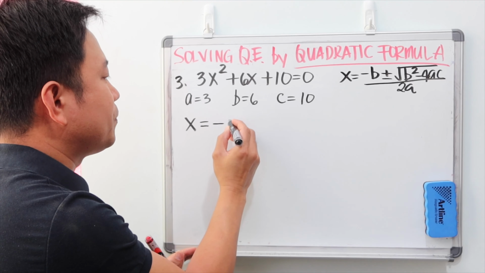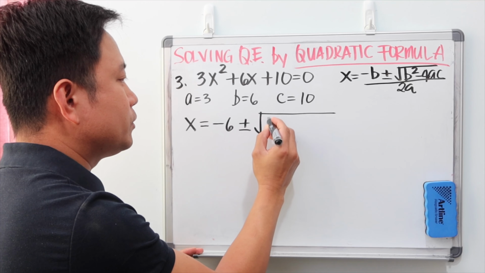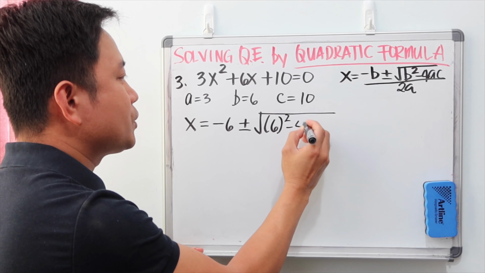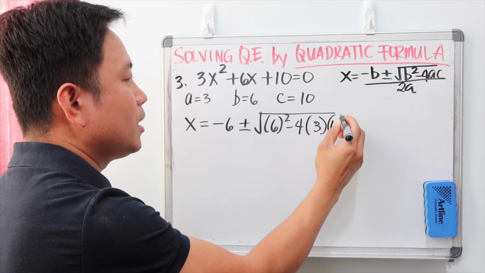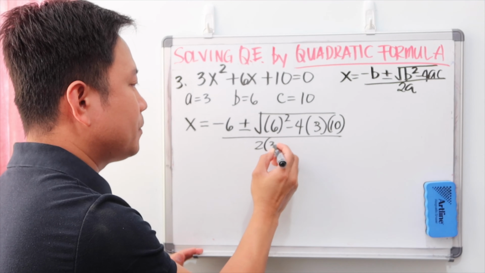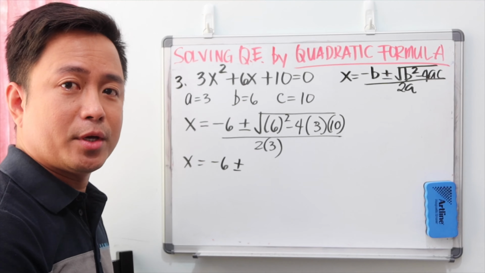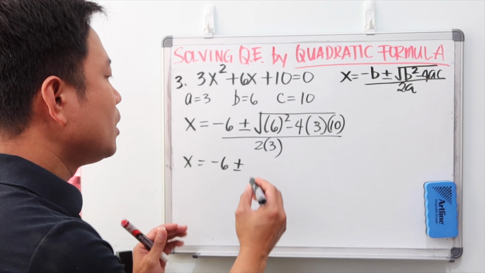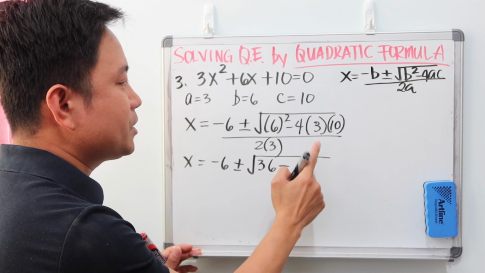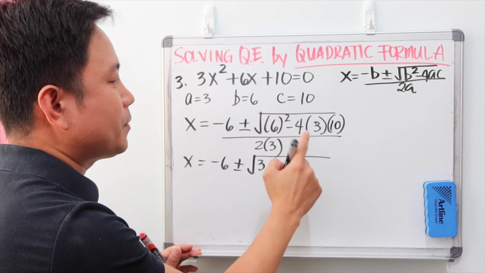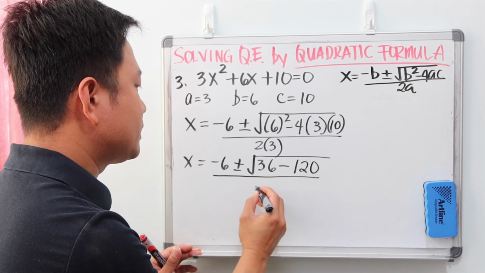So we have negative b, which is negative 6, plus or minus the root of 6 squared minus 4 times your a value, and then times your c value 10, all over 2 times 3. So now let's simplify it. What's the answer for the discriminant? So for the discriminant, we have 6 squared is 36, minus 10 times 3 is 30, 30 times 4 is 120. Divide by 6.